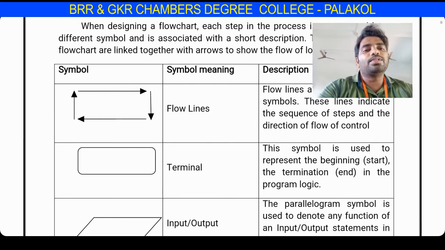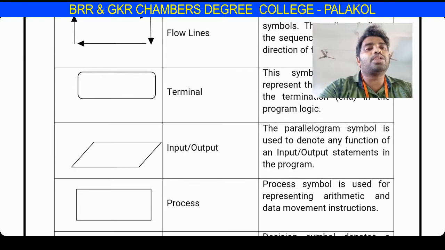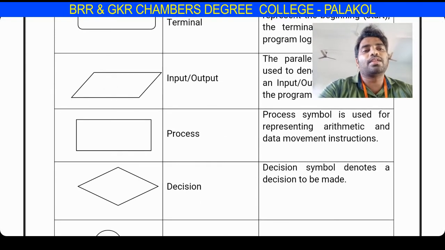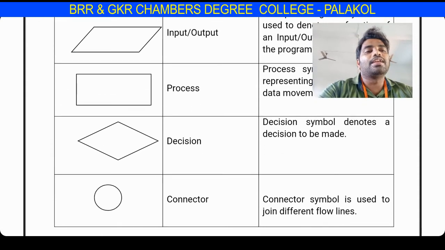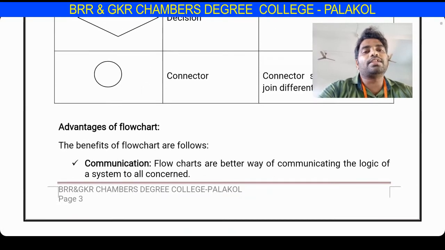Okay. Next symbol is parallelogram, input or output. Suppose you enter the input values and output values, using the parallelogram symbol. The parallelogram symbol denotes any function input or output statement in the program. Next one, process. The process symbol is used to represent arithmetic and data movement instructions. The decision symbol is the rhombus. This decision symbol denotes the decision to be made. Okay, next one, circle. The connector symbol is used to join different flow lines. Okay, advantages, communication.